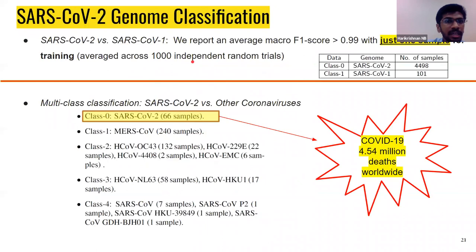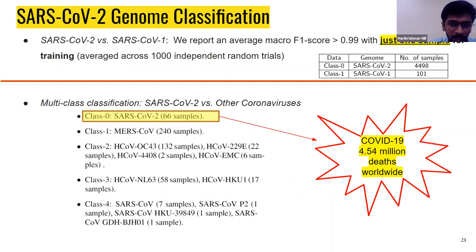Now we have also done some application in the case of genome classification problem. We have classification of SARS-CoV-2 and SARS-CoV-1. Here, what we did was we took a low training sample regime. We report an average macro F1 score of greater than 0.99 with just one sample for training. Since the data set is highly unbalanced, we cannot go for accuracy. Accuracy will give misinformation of the result. So we go for macro F1 score, and we took one training sample per class, and then we did 1,000 independent random trials of training to make sure that what we are getting is not overfitting. So with one training sample per class, we were able to get greater than 0.99 F1 score.